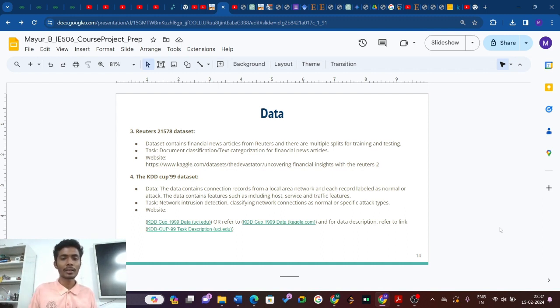The KDD Cup 99 dataset basically contains the connection records from a local area network. And each of these connection records belongs either to a normal category or an attack category. Also, this dataset contains, I think, 32 continuous features, out of which some of those features are host, service, and traffic features. Then the researchers again used their algorithm to develop a model which can categorize the connection records into normal or attack.